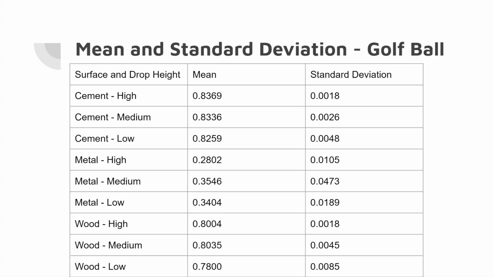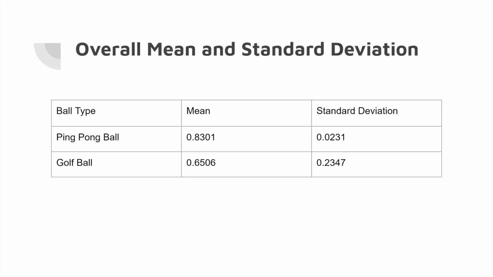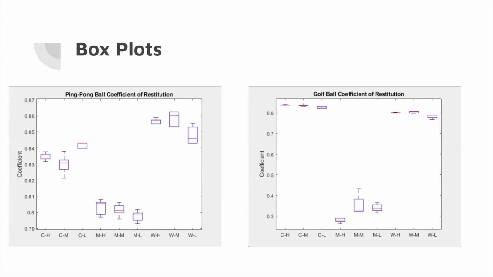If we move forward to the overall mean and standard deviation, we can see that this does impact the overall calculations for the ping pong ball versus the golf ball, where the golf ball is lower and has a much higher standard deviation compared to the ping pong ball. Moving on, we have our box plots. The box plots show the range of data as explained with the mean and standard deviation. As seen in each box plot visually, the metal is significantly lower for both balls, and that's because, as talked about before, the ball may absorb some vibrations.